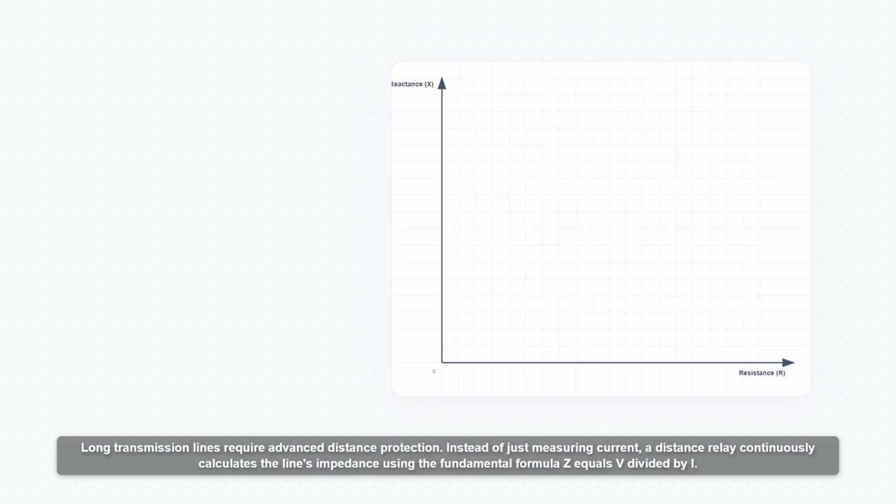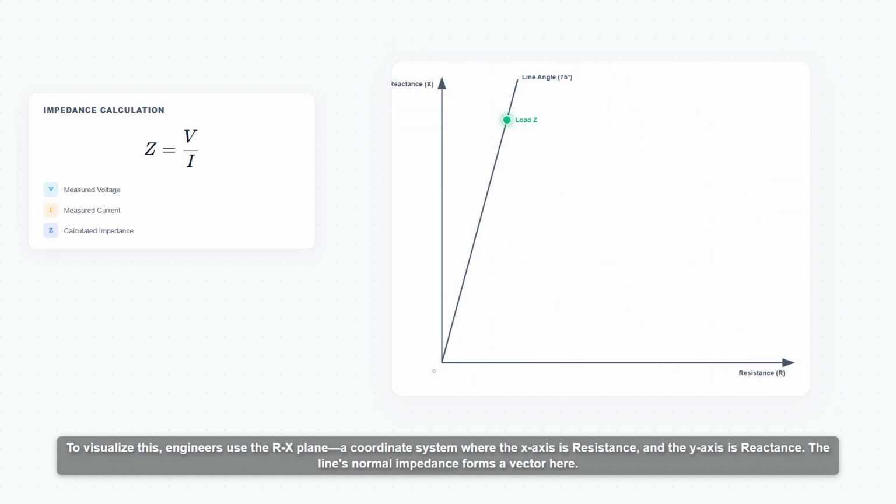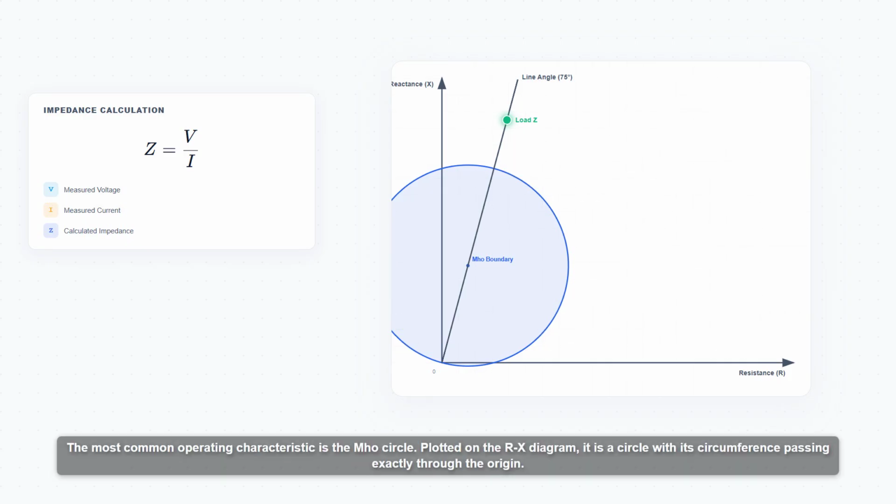Long transmission lines require advanced distance protection. Instead of just measuring current, a distance relay continuously calculates the line's impedance using the fundamental formula Z equals V divided by I. To visualize this, engineers use the RX plane, a coordinate system where the x-axis is resistance and the y-axis is reactance. The line's normal impedance forms a vector here. The most common operating characteristic is the mho circle.